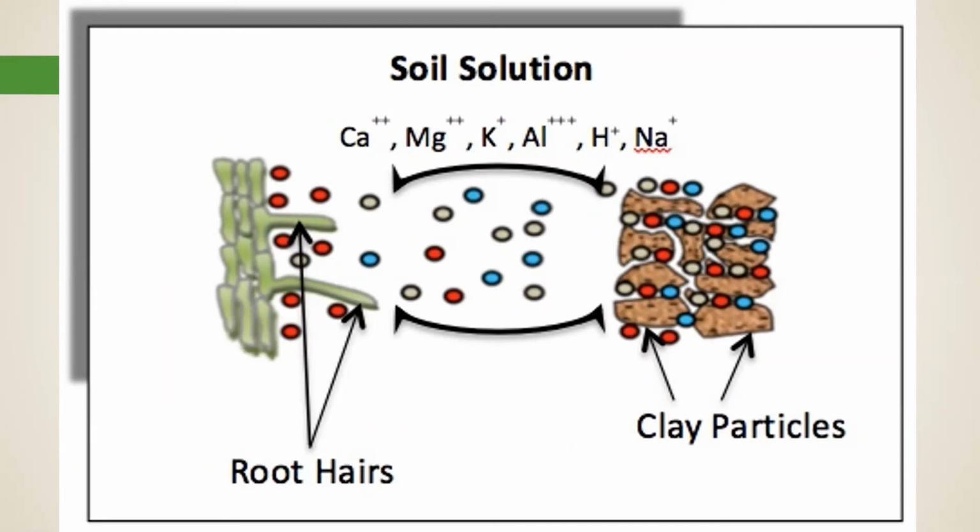The important take home here is that at lower pH, there are typically fewer exchange sites, and there are more exchange sites at higher pH. That's really what is important to take away from this. And what this is showing is our cations exchanging in the soil solution between our root hairs and our clay particles.